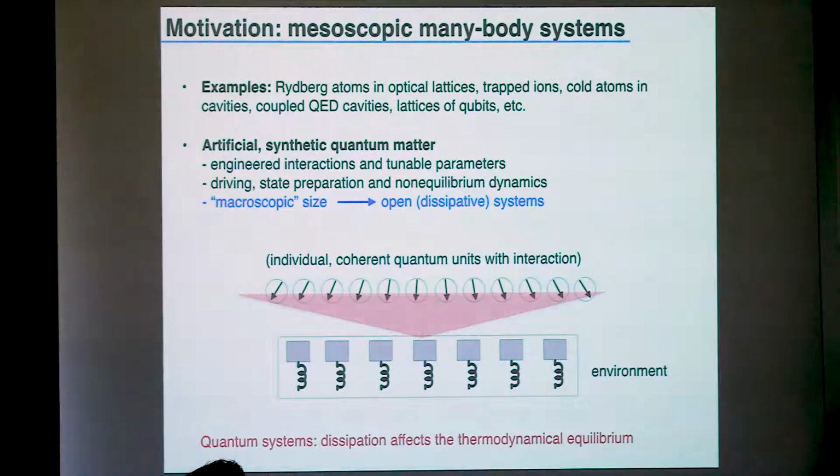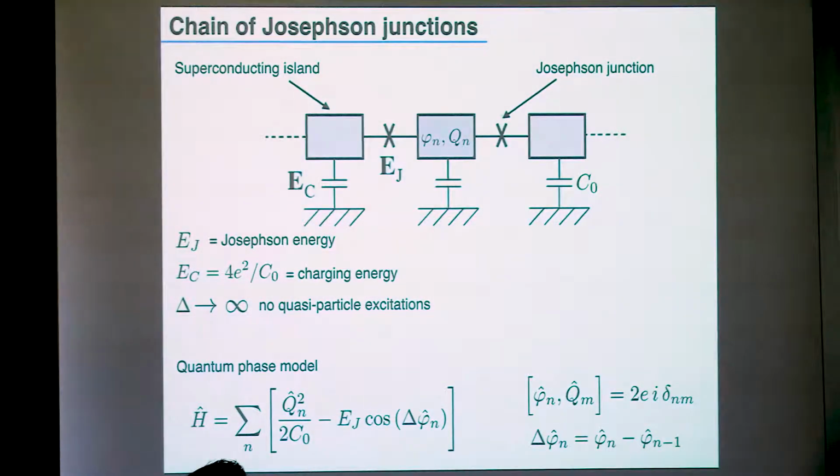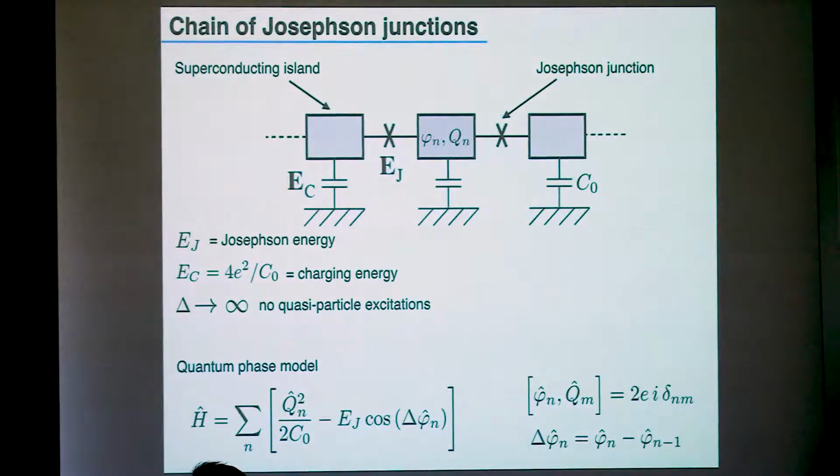Now, these issues actually are not totally new, in the sense that they were discussed more or less 20 years ago, again in the physics of mesoscopic systems, with Josephson junction chains. Here I reported a simple example. I have superconducting islands connected by some Josephson coupling. So here we have some coherent tunneling of Cooper pairs from one island to the other. This is the Josephson coupling.